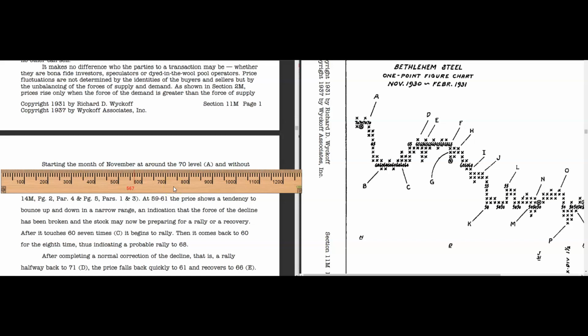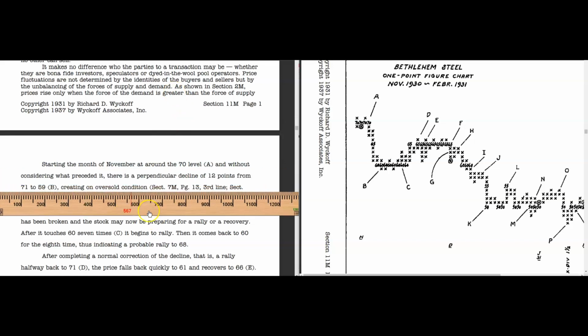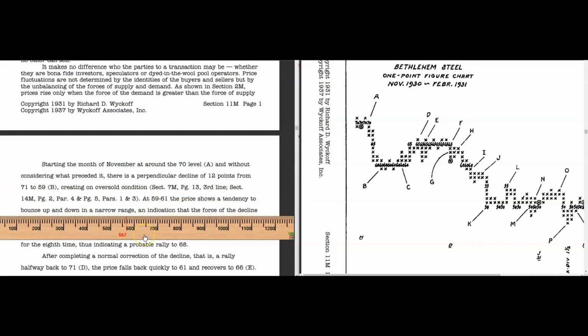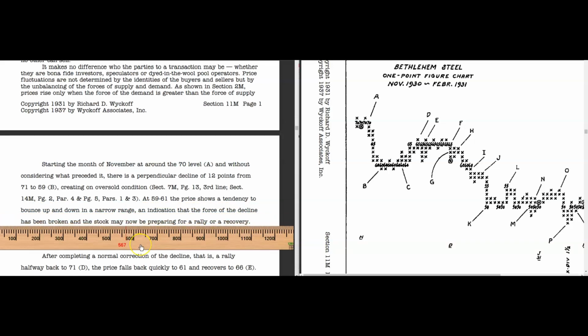Anyway, so we'll just use this. Starting in the month of November at the $70 level, it falls. It falls to around 59 or 60 from A to B. Why is that important? Because it creates an oversold condition and it creates a range, meaning a base, an indication that the force of the decline has been broken. What is the force of decline? Broken because it already went into oversold and now it's going sideways.